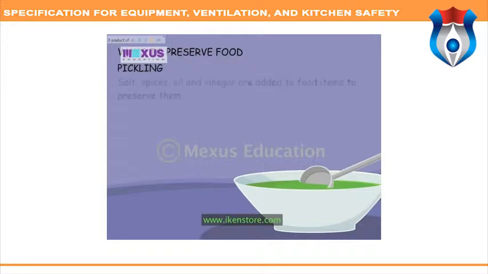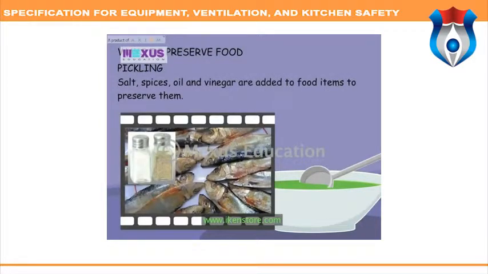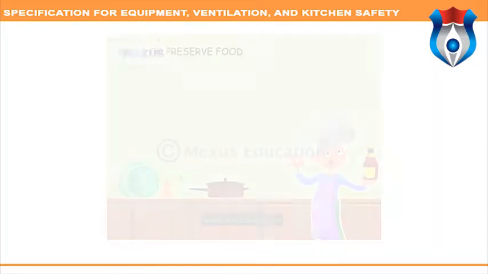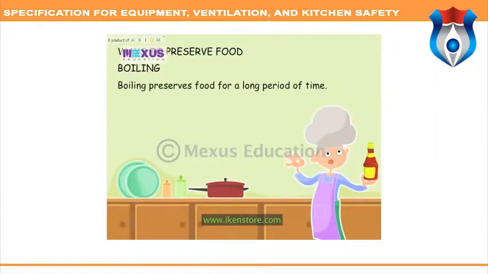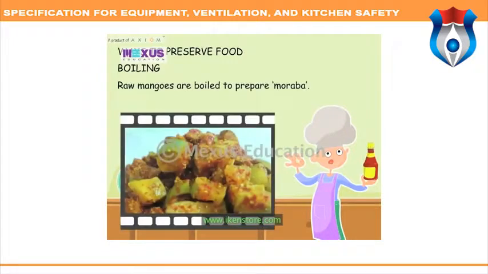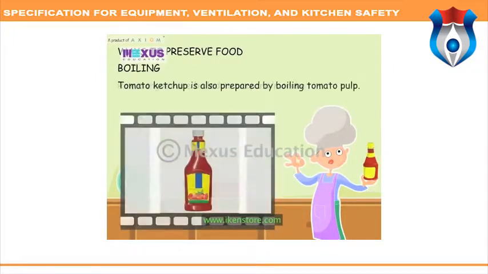Pickling. Salt, spices, oil, and vinegar are added to food items to preserve them. Pickles and chutneys are prepared by this. Boiling. Boiling preserves food for a long period of time. Raw mangoes are boiled to prepare murabba. Tomato ketchup is also prepared by boiling tomato pulp.